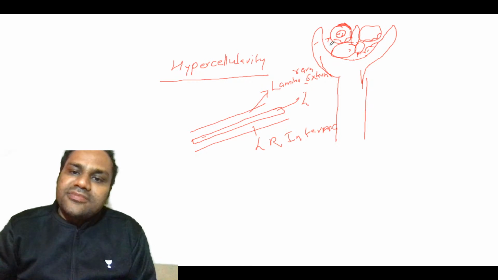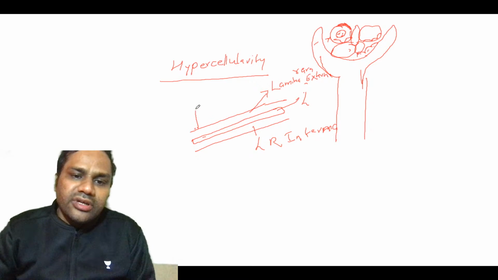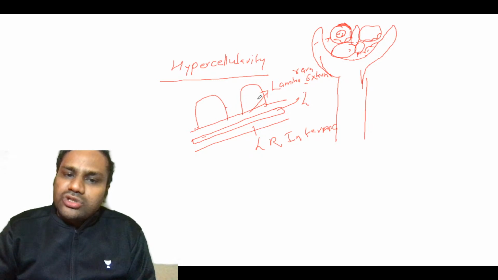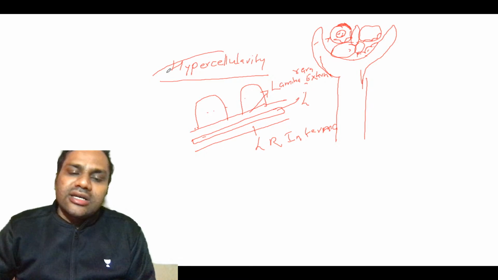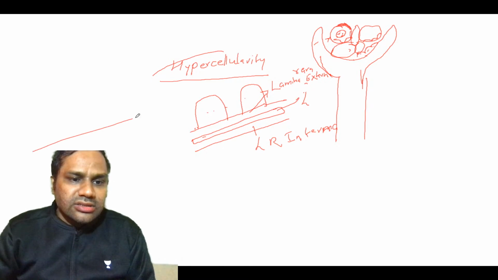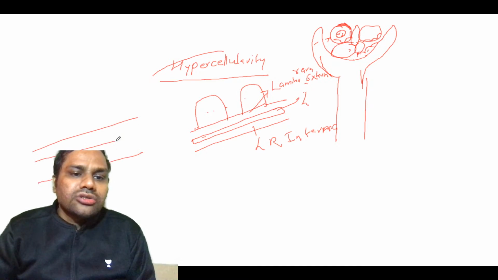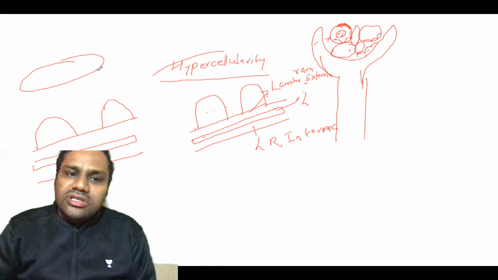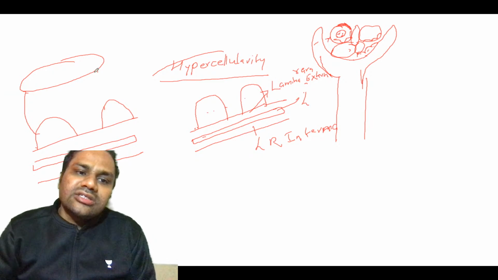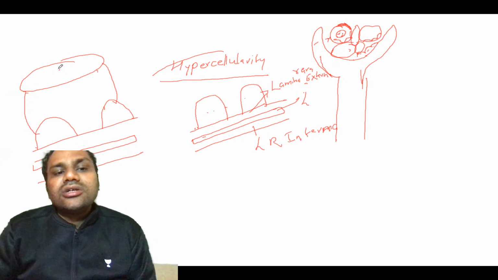Now this basement membrane of the glomeruli will be connected with the podocytes. Here we have podocytes. These are the foot processes of podocytes. If I can draw again, this is the lamina densa. Here you have the foot processes, and here you have the cell body of the podocyte. The cell body is very large.